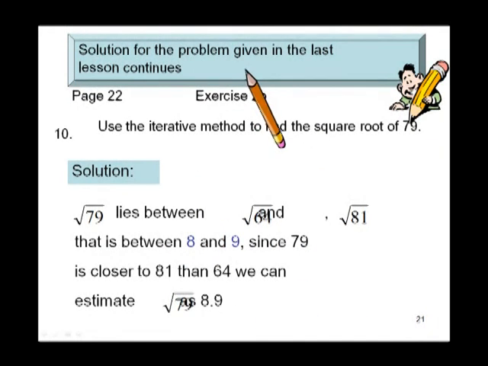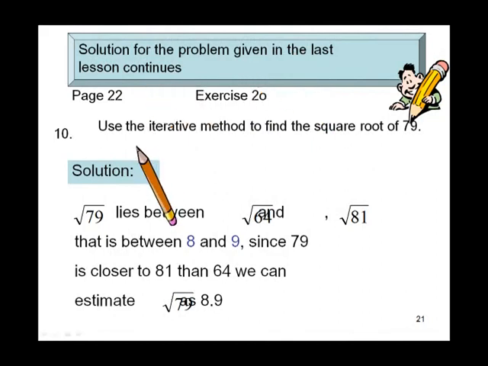Solutions for problems given in the last lesson continues. Page 22, exercise 2O. Number 10. Use the iterative method to find the square root of 79. Solution. Square root of 79 lies between square root of 64 and the square root of 81. That is between 8 and 9.